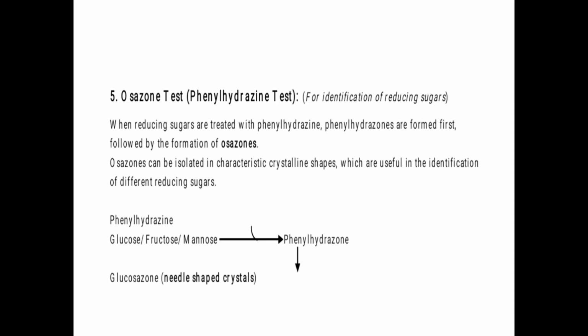What is the use of Barfoed test? To distinguish between monosaccharides, that is glucose or fructose, from reducing disaccharides, that is maltose and lactose. If it is a monosaccharide, using Barfoed reagent we get an opaque blue color. Then the fourth test is Selivanov's test, to distinguish keto sugar from aldose sugar. Fructose, or even sucrose, are keto sugars and give Selivanov's positive. What color do we get? Cherry red color.